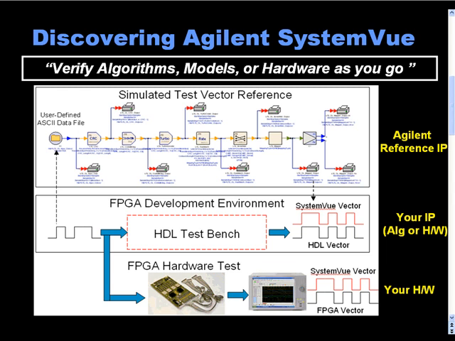This slide shows the concept of using SystemVue's algorithm reference designs to generate end-to-end test vectors as well as intermediate stage test vectors. These vectors can be exported from the SystemVue environment and into an FPGA development environment to verify the functionality of VHDL code written for an LTE FPGA application. Furthermore, the vectors can be used as part of a hardware test environment to facilitate hardware testing.